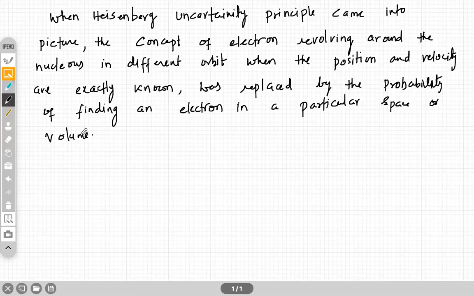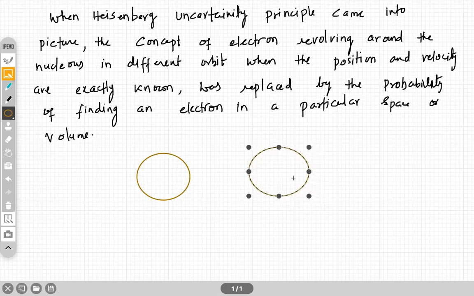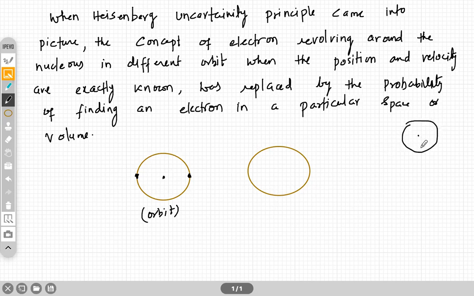Right? So after Heisenberg, what did we say? The concept we get is that suppose this is an orbit, and this is a volume, a three-dimensional space. Initially, Bohr suggested that the electron revolves in a fixed circular path called an orbit. This is the nucleus, and this is the orbit. Since Heisenberg suggests that the exact position and momentum cannot be found, we said, okay, we cannot pinpoint the location of the electron, but we can say the electron is present in this region. In this region, definitely the electron is present.